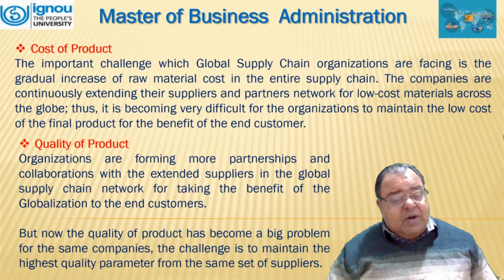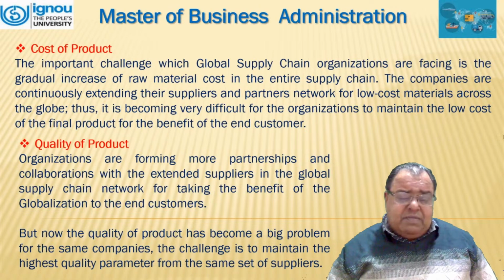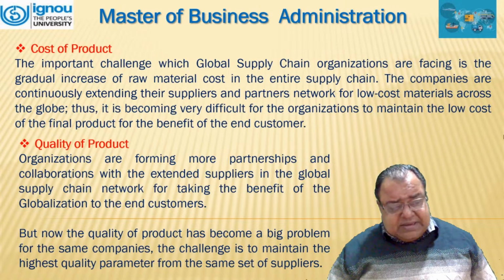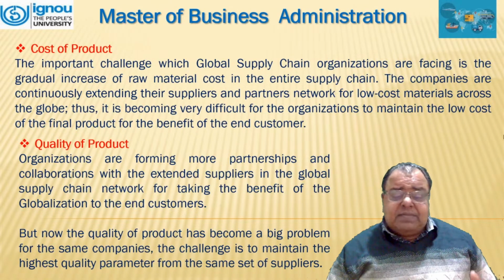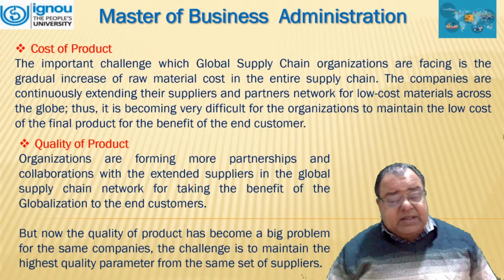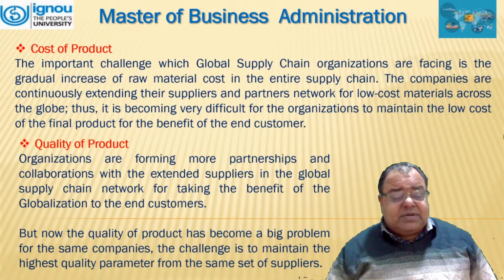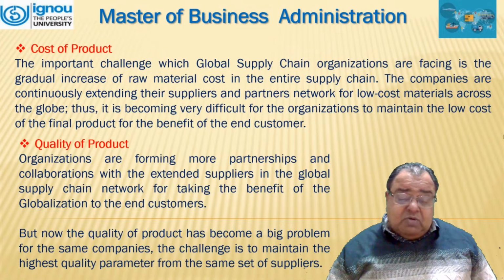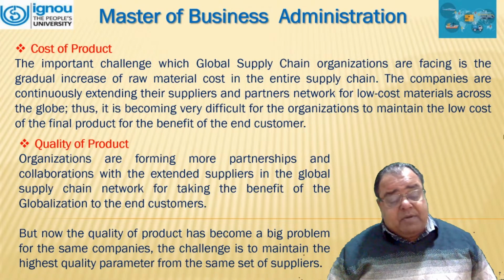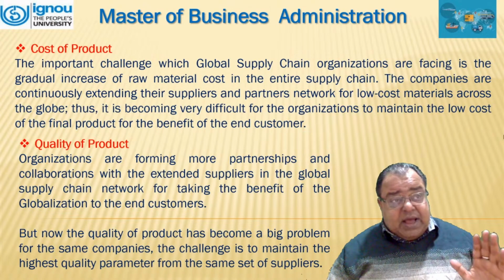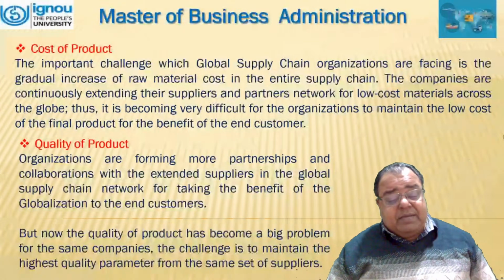Then comes quality of product. Organizations are forming more partnerships and collaborations with the extended suppliers in the global supply chain network for taking the benefit of globalization to the end customers. But now, the quality of product has become a big problem. For some companies, the challenge is to maintain the highest quality parameter from the same set of suppliers.